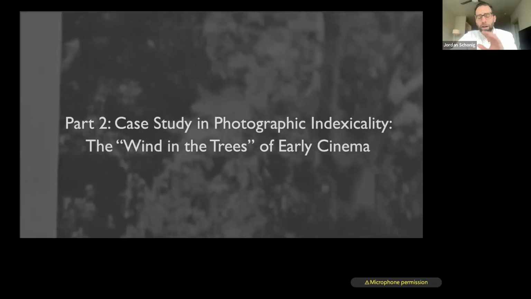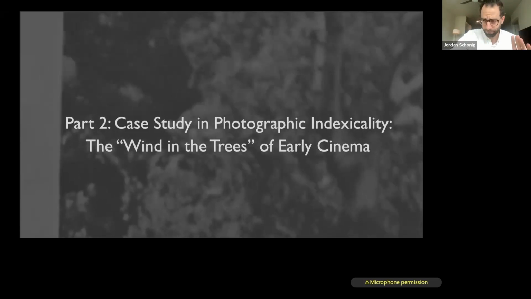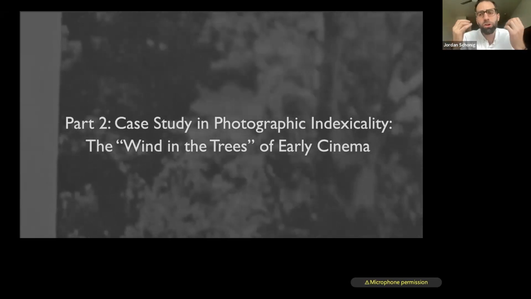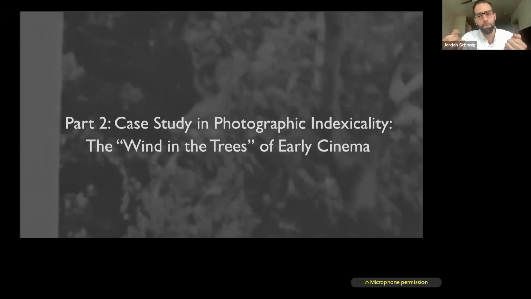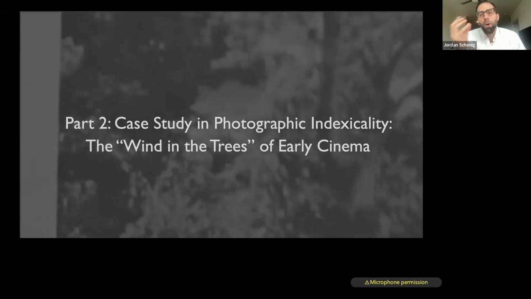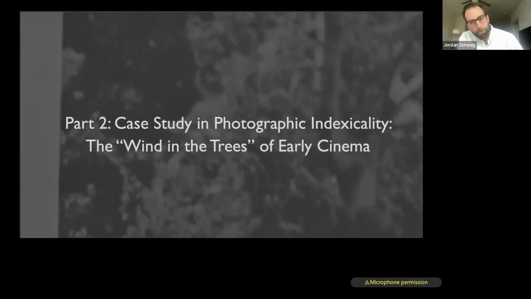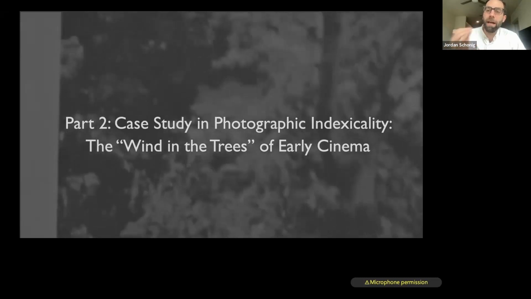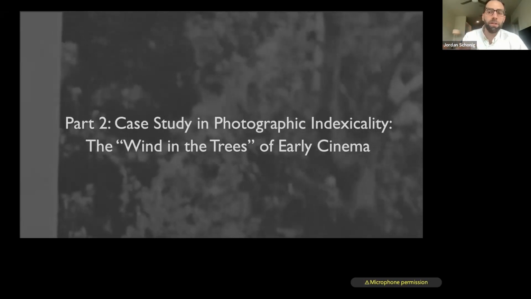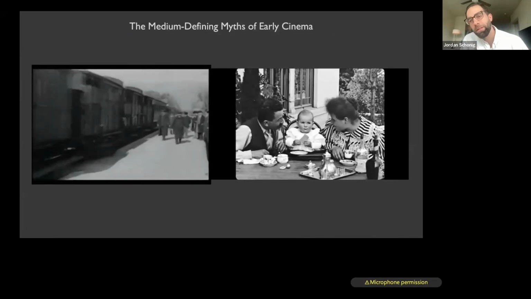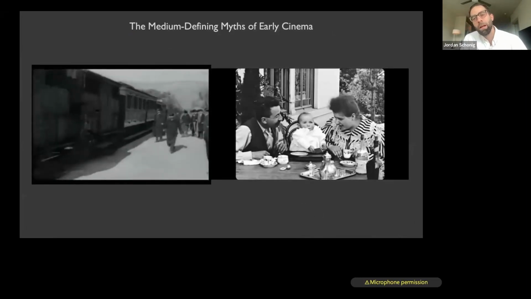So I want us to keep this in mind, because now I want to look at a particular strange phenomenon in the history of film that people, I think, have wrongly invoked the idea of indexicality to explain. That's why I'm proceeding to this. So this phenomenon, this event that I want to talk about is called the wind in the trees of early cinema.